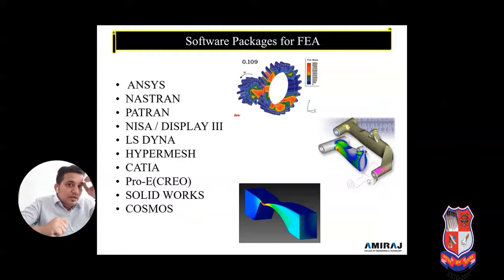As per the above listed, the software we use for finite element analysis: ANSYS is one of the most powerful, Nastran, Patran, Nisha, then HyperMesh. HyperMesh is particularly used for proper meshing, for pump designing, aerospace designing, jet engine designing, as well as any dynamic things. Also CATIA, Creo, SolidWorks and Cosmos.